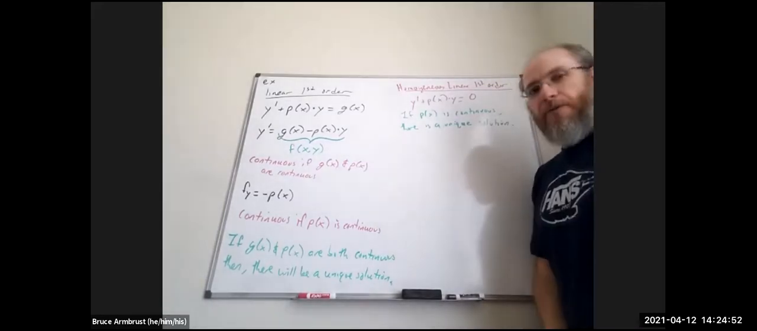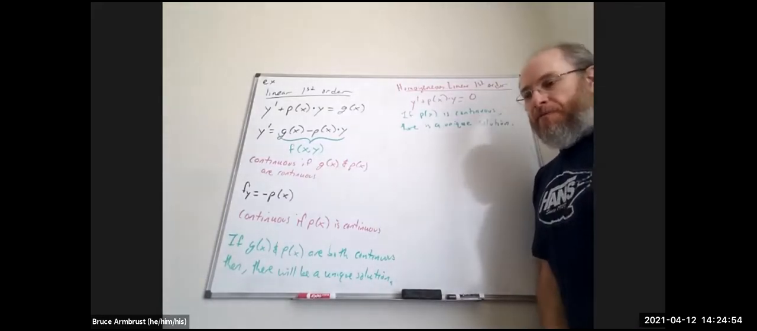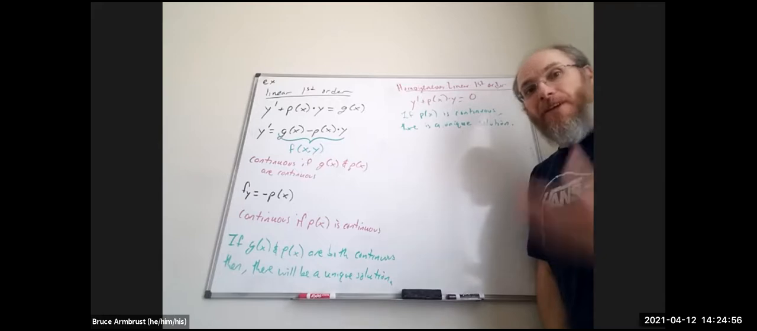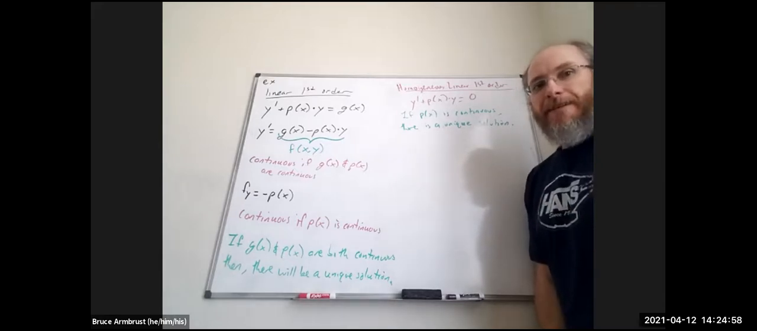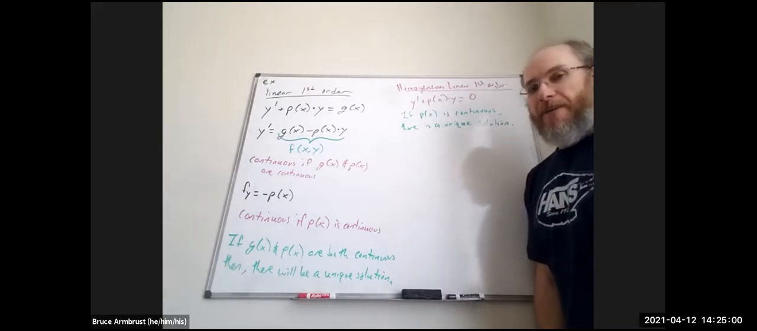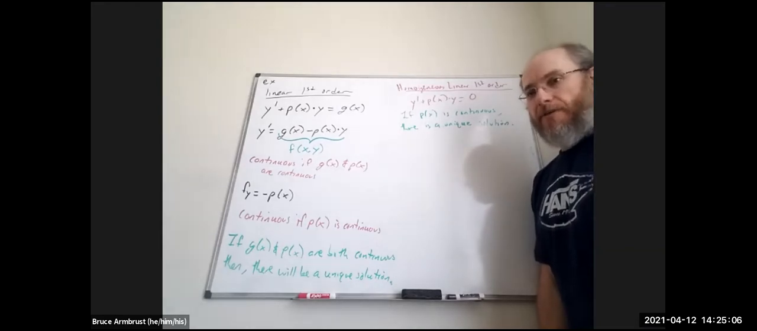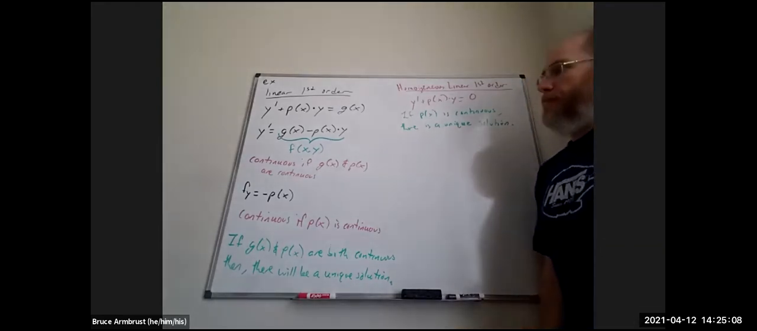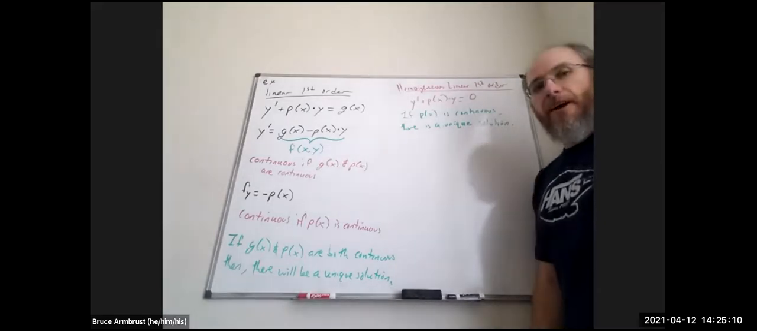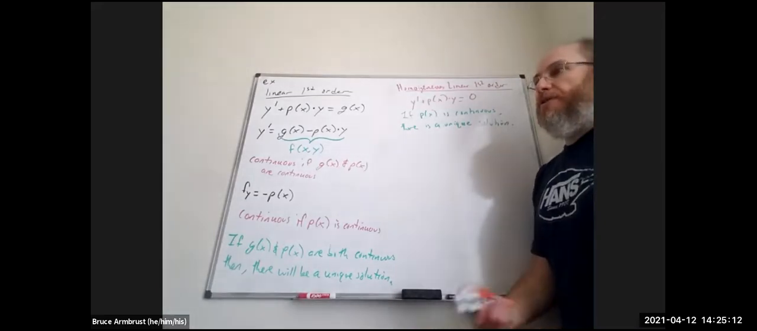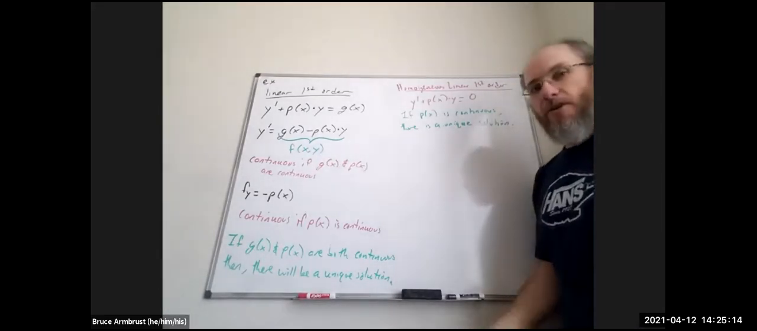There's one and only one solution, and we find it using our process: e to the negative integral of p of x, and I get the c from whatever our initial value is.